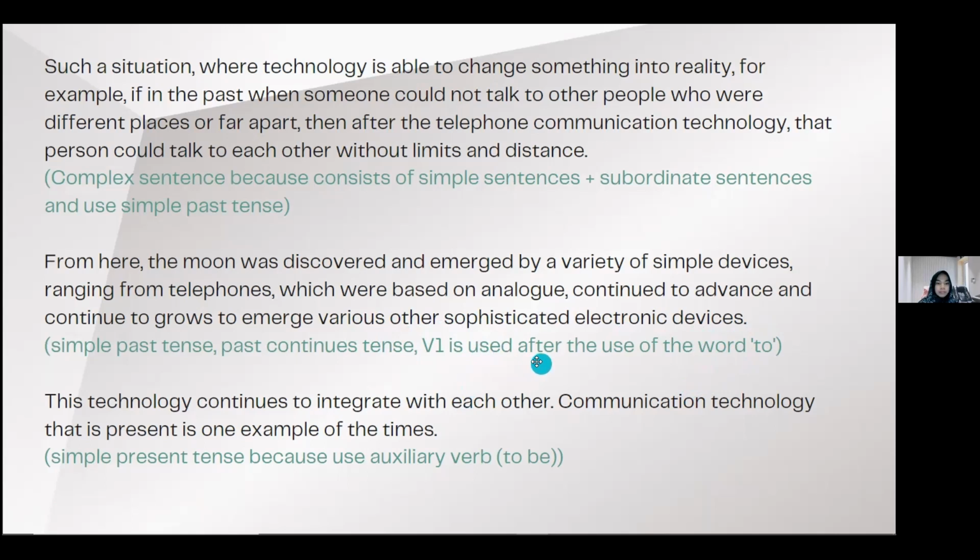This technology continues to integrate with each other. Communication technology that is present is one example of the type. This sentence is simple present tense because it uses the auxiliary verb to be.